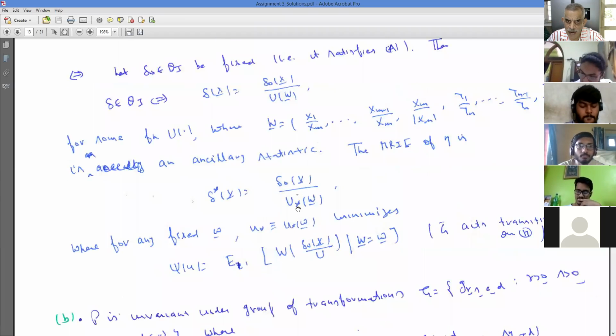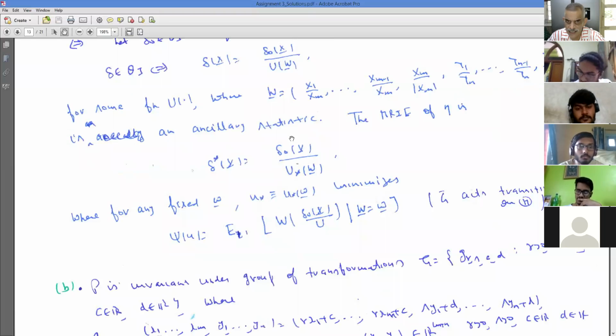So that means my MRE is delta star X equals delta naught X upon U star W, where for any fixed W, U star W minimizes this quantity. This does not depend on sigma. So I can take sigma 1 to be 1, sigma 2 to be 1. W naught of U, W is equal to W. Is that okay? Because these are risk of this function. Yes. That would be MRE.